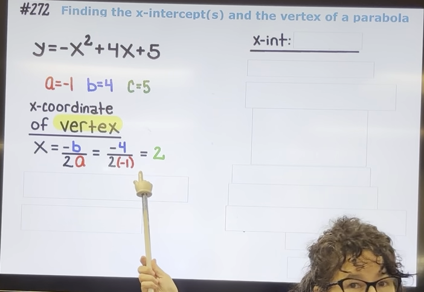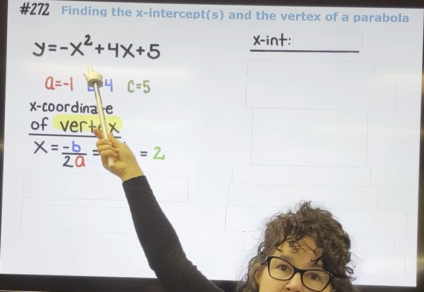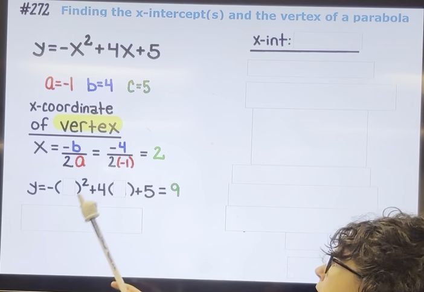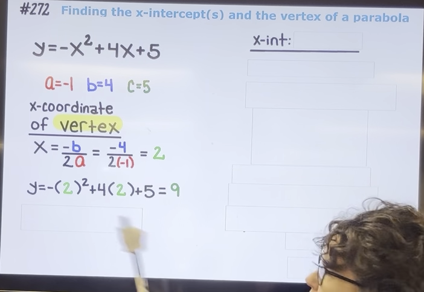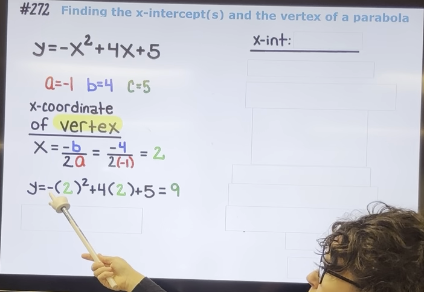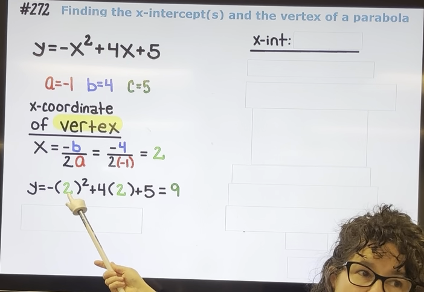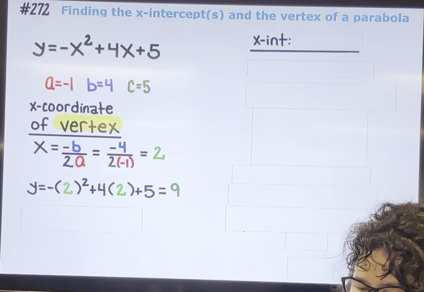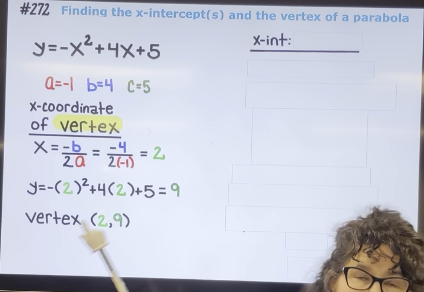Now that we know the x coordinate of the vertex, we're going to substitute that back into the original equation. So here's my equation. I'm substituting in 2 and 2. And when I have -1 times 2 squared plus 4 times 2 plus 5, I get 9. So my vertex is located at (2, 9).